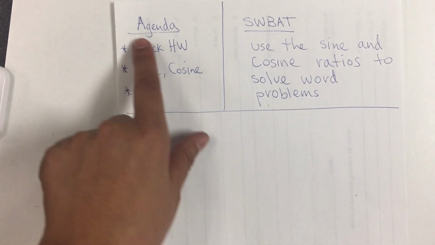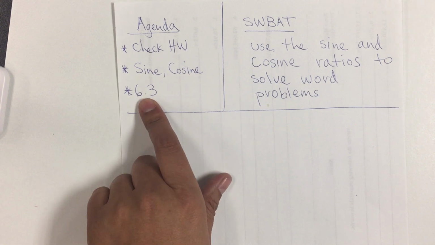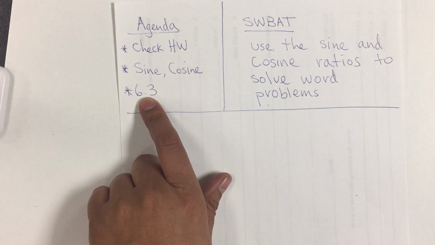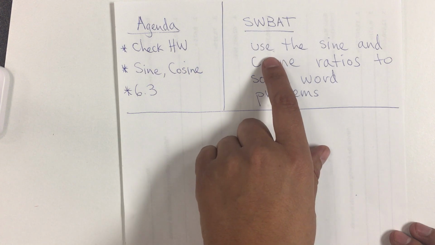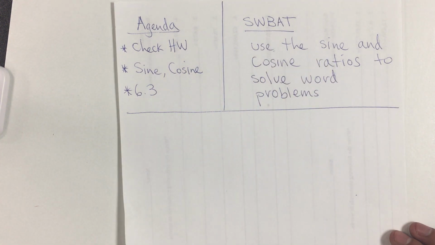Hello students, today's agenda is to check homework. You will be able to work on sine and cosine and you will be able to complete 6.3. Today students will be able to use the sine and cosine ratios to solve word problems.